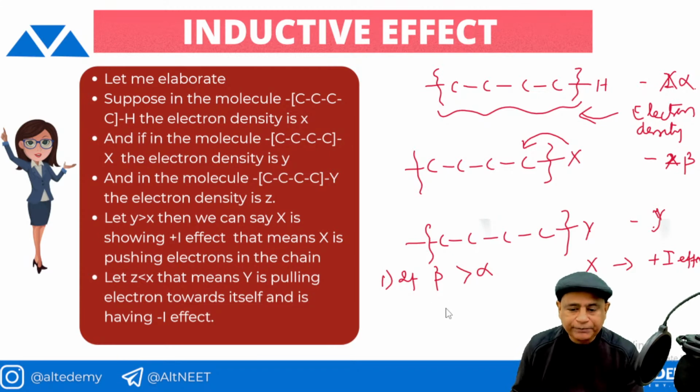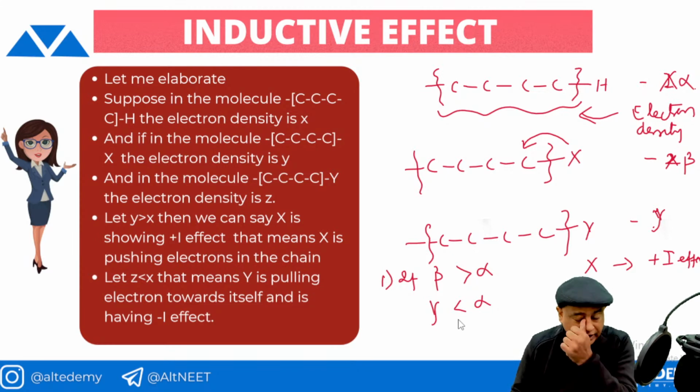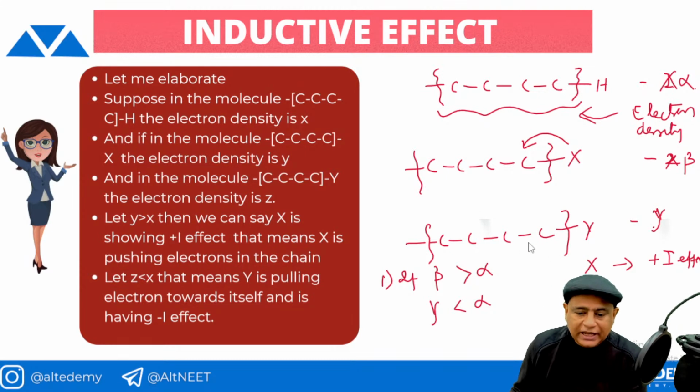And if we say, on the other hand, that gamma is less than alpha, then it is understandable that the electron density in the carbon chain, because of the presence of Y, is less. That means Y is pulling the electrons, and then we can say Y is creating a negative inductive effect.